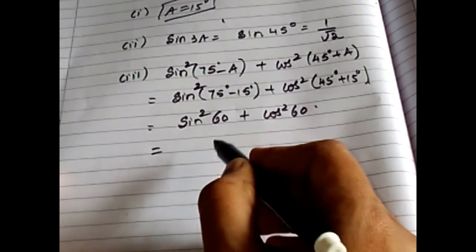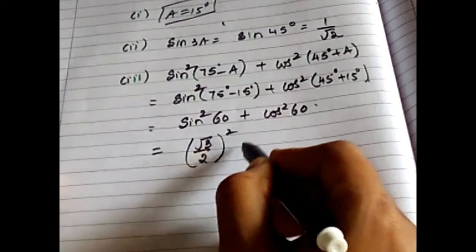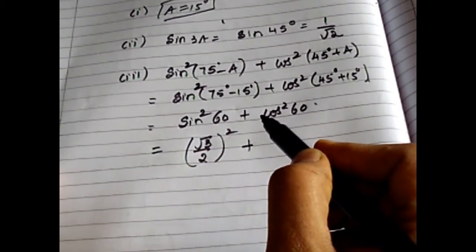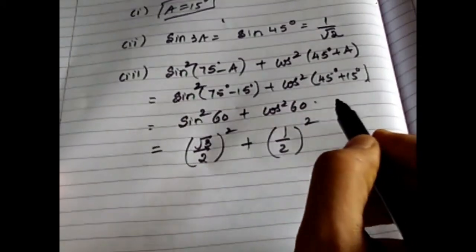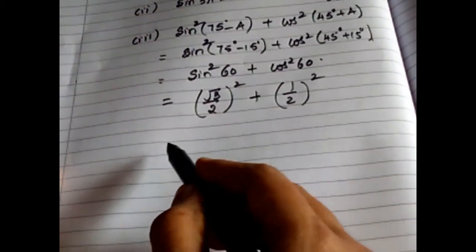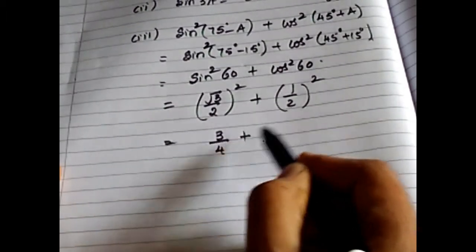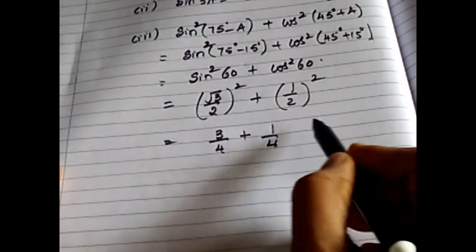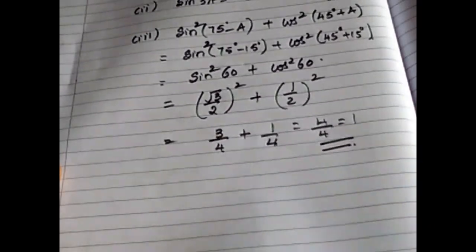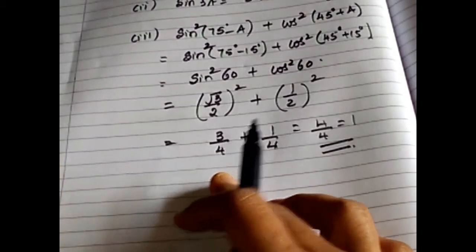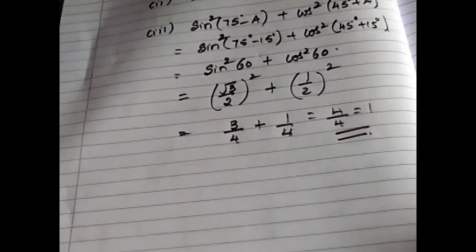Okay, sine 60 value is root 3 by 2. Sine square is root 3 by 2 whole square. And cos 60 value is 1 by 2. Cos square 60 value is 1 by 2 whole square. This results as 3 by 4 plus 1 by 4, that is equal to 4 by 4. Its value is equal to 1. Common LCM, so hence add the numerators directly.